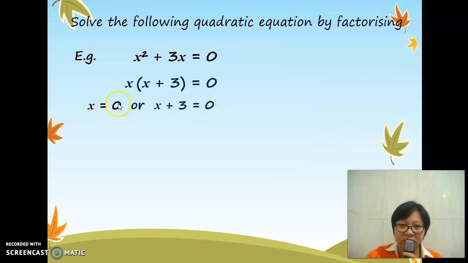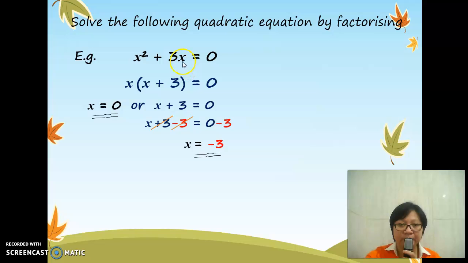This is solved. You need to find the solution for this one. x plus 3 equals 0. We need to use balance method to eliminate the plus 3. So we will get x equals negative 3. So the solution for the quadratic equation is x equals 0 or x equals negative 3. This is how we solve the quadratic equation where there are two terms, quadratic term and linear term.